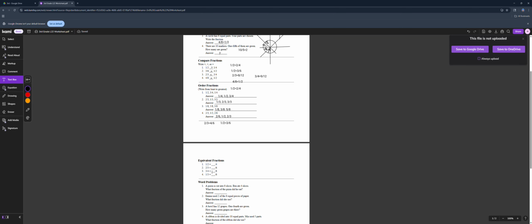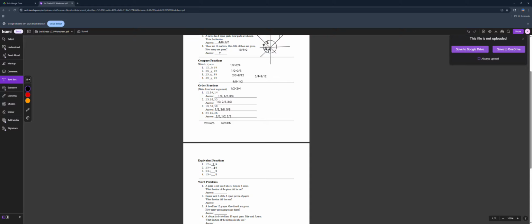And then we have equivalent fractions. 1/2 equals blank over 4. Just multiply the top and bottom by 2, so this becomes 2/4. Number 2, we have 2/3 equals blank over 6. Just multiply the top and bottom by 2 also, so you have 4/6.